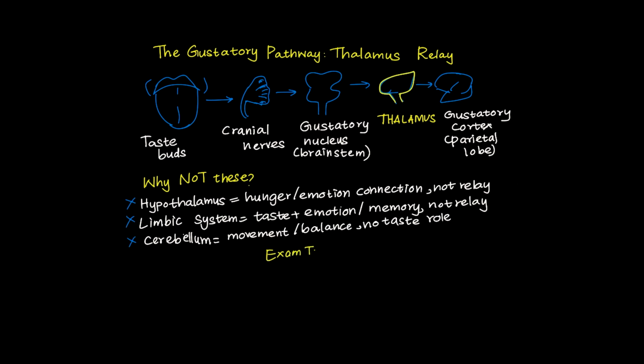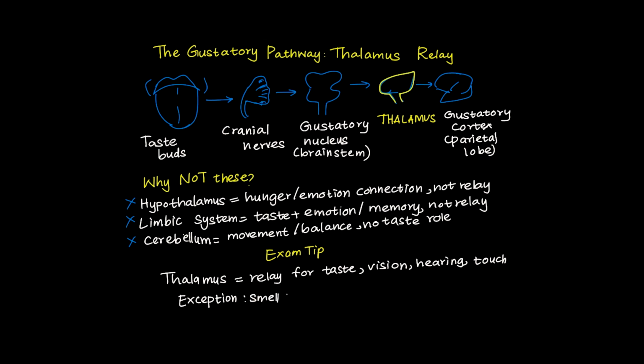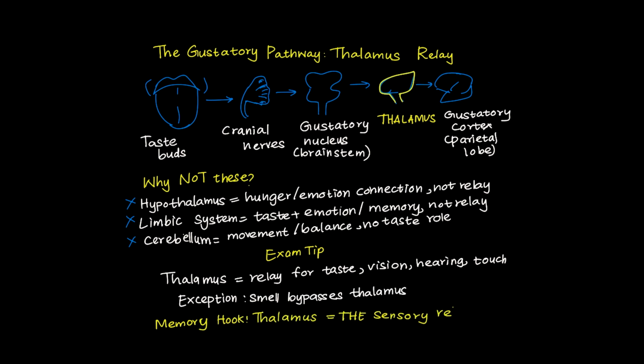Here's a WGU D312 OA exam tip for you. For nearly every sensory pathway, the thalamus is the relay station to the cortex. Taste, vision, hearing, touch, they all pass through the thalamus. The one big exception is smell, which goes to the cortex more directly. Quick hook: thalamus equals the relay for almost everything sensory.